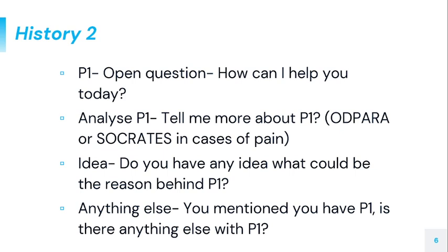But after they've asked you that, you need to analyze that by using the ODD PARA, or SOCRATES in cases of pain. So what does ODD PARA mean? ODD PARA is what you will use to analyze every other presenting complaint apart from pain. So you want to know the onset. The patient may have told you already, but by onset I mean did it come on suddenly or gradually? D is for duration. For how long has this been going on, or when did it start? P is for progress. Is it remaining the same? Is it getting better? Or is it getting worse?